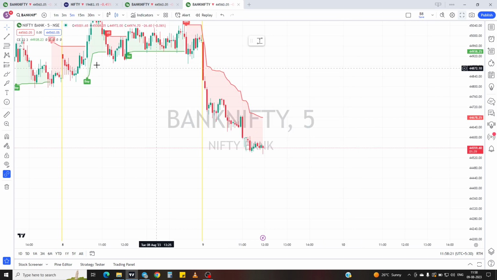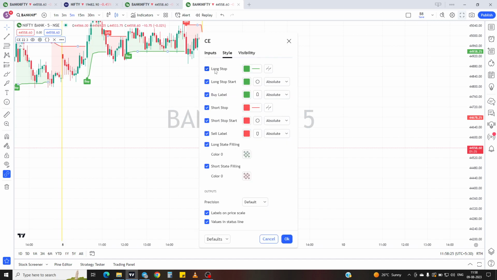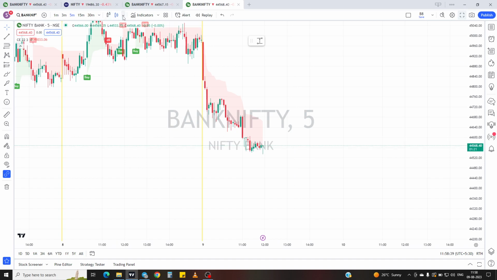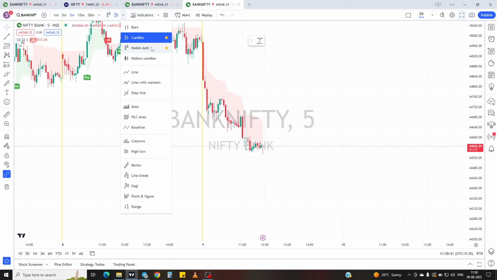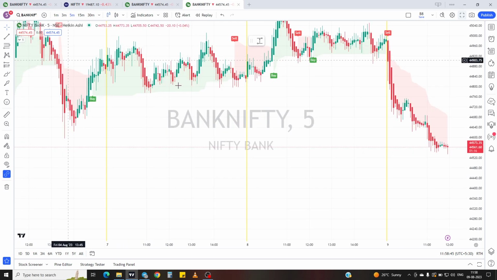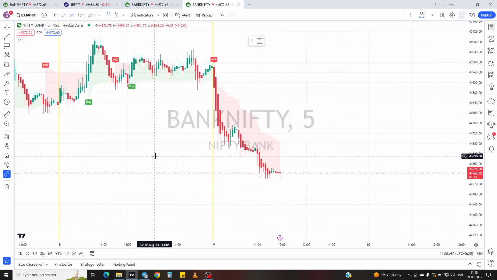Press the indicator. Okay, then go to the indicator settings, uncheck everything except buy label and sell label. Then go to the inputs and uncheck the second one. Use close price for extremes. Okay. And change your candlestick pattern from candles to Heiken Ashi. That's all guys. The setup is complete now.